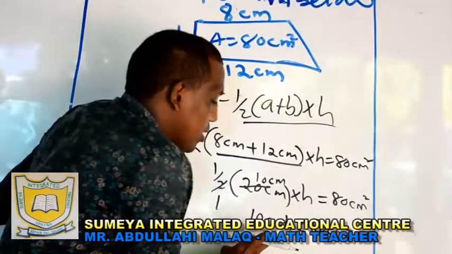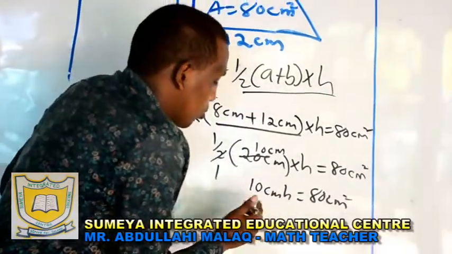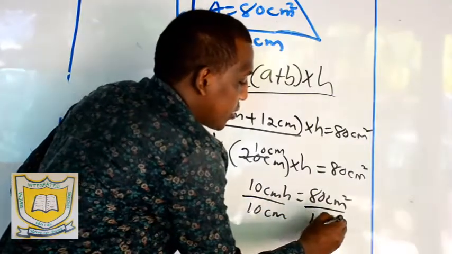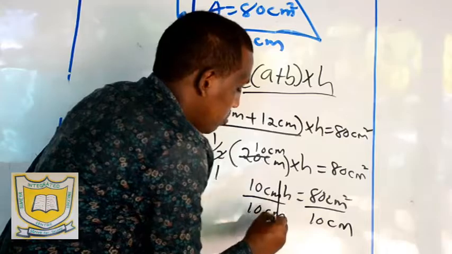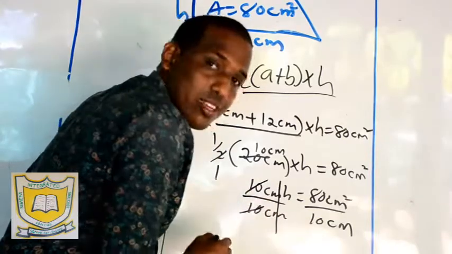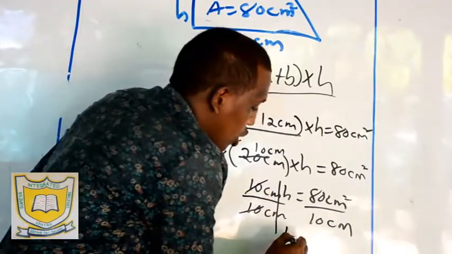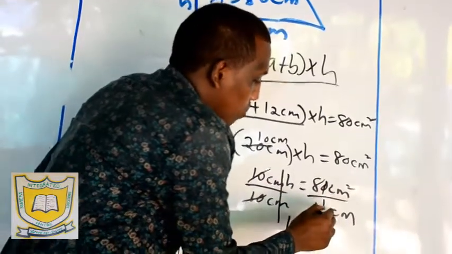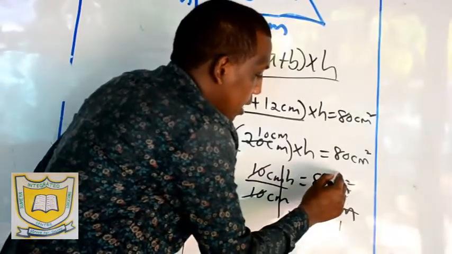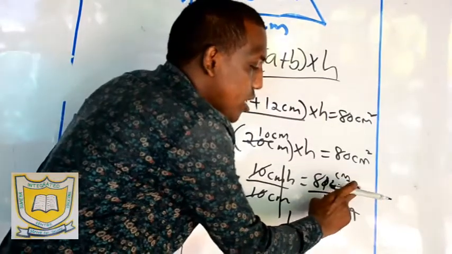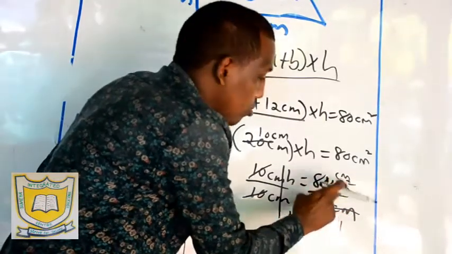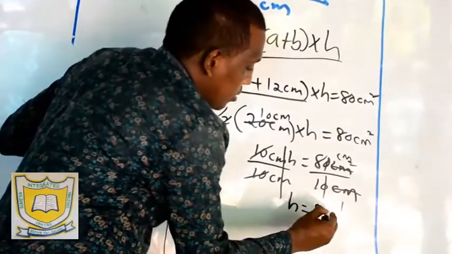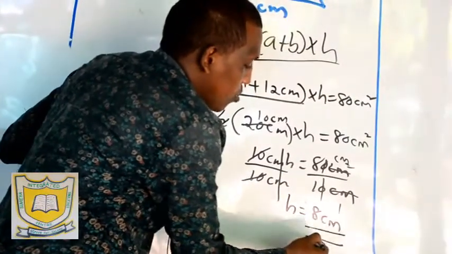So I want to get now the value of H. So we divide by 10 centimeter on both sides, 10 by 10, they go together. Here remains H is equal to, cancel centimeter by centimeter, because here it is squared, here the 2 centimeters, you divide it by 1, you remain with 1 centimeter. So which is equal to now, H is equal to 8 centimeter. That's how we get the height.